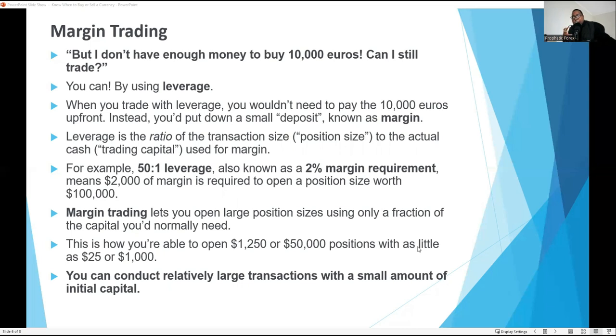So now when we talk about margin trading, let's say you open a large position using only a fraction of the capital that you normally need. This means that you'll be able to open, let's say, a 1,250 or 50,000 US dollar position with as little as 25, even all the way to 1,000 US dollars. So what do we mean by this? You can conduct large transactions with a small capital of your initial deposit.